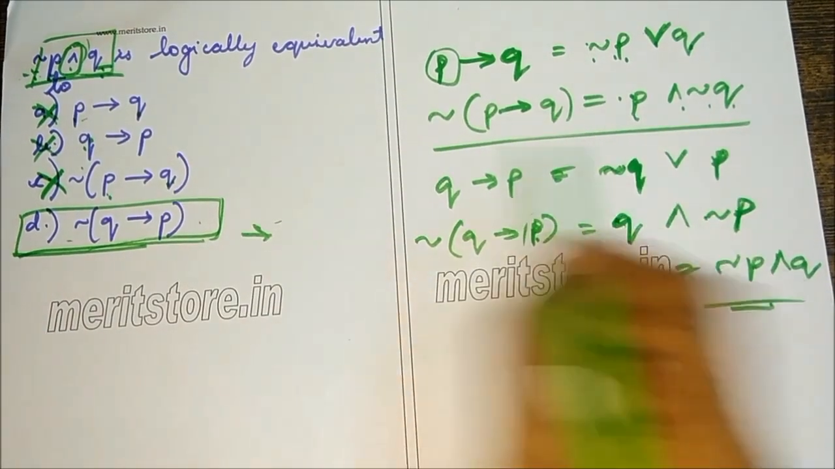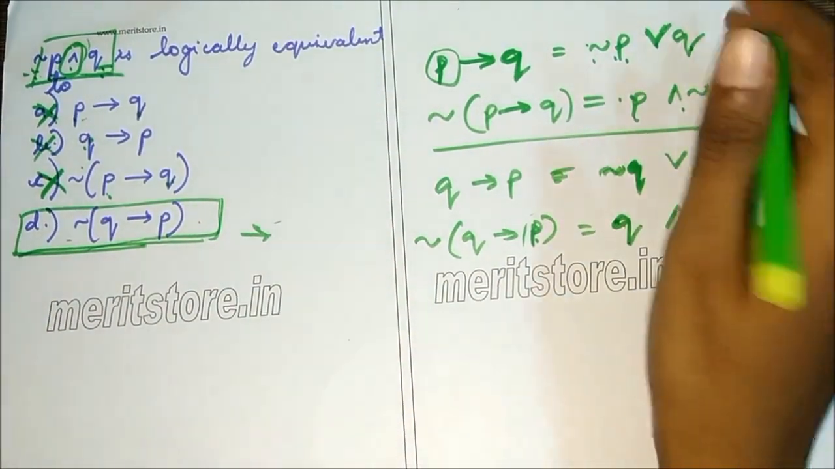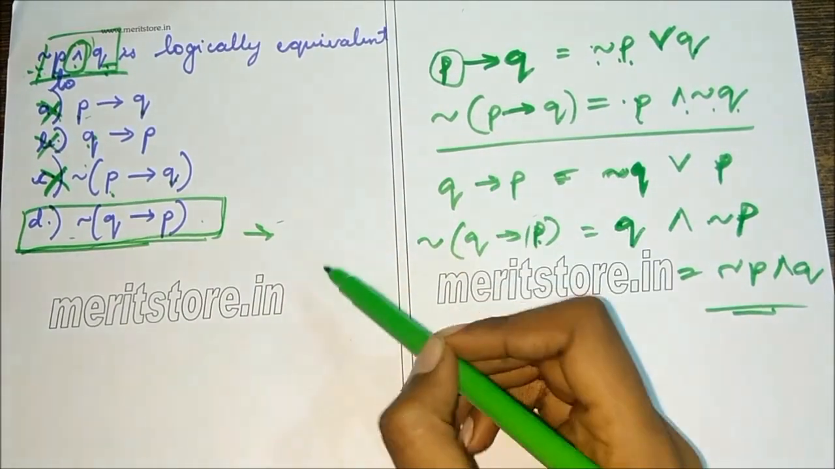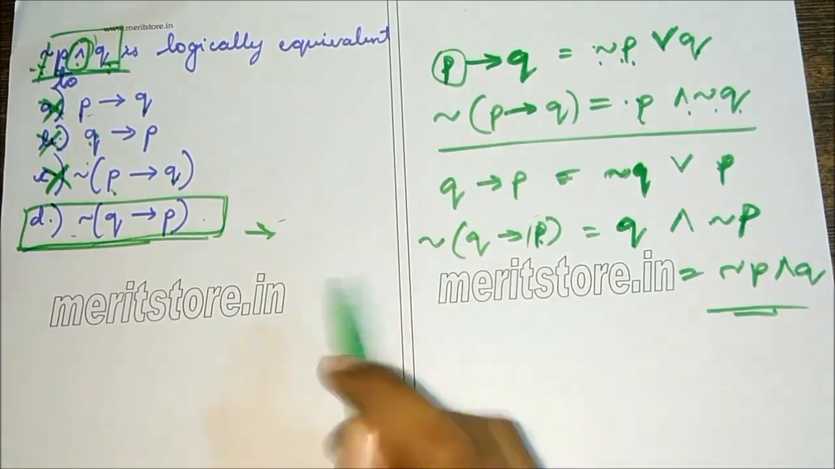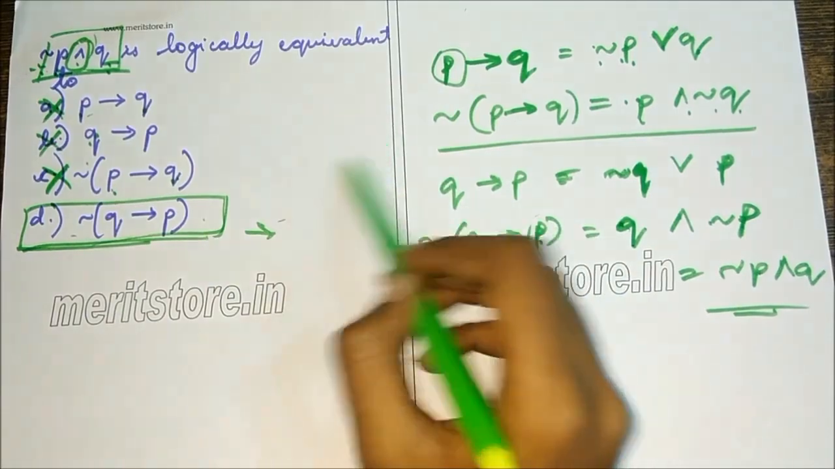So with this we are done with the level 1 set of questions. In the next part we'll be dealing with the level 2 set of questions, which will be slightly tougher than these type of sums.